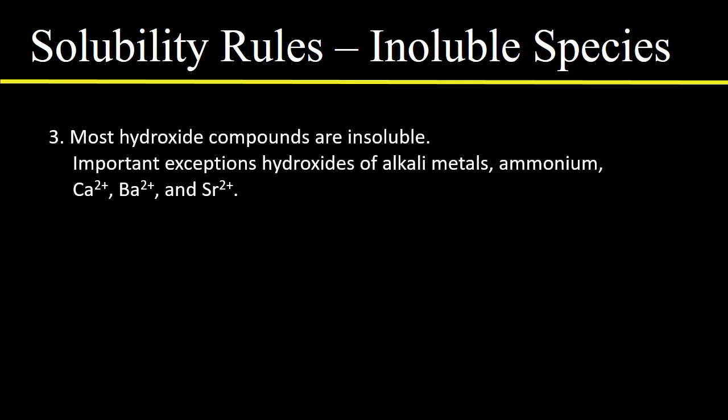Most hydroxides are insoluble. So for example, iron 2 hydroxide, insoluble. Cobalt 2 hydroxide, insoluble. Right. Aluminum hydroxide, insoluble. Okay. The exceptions, just like before, the exceptions are alkali metals and ammonium.